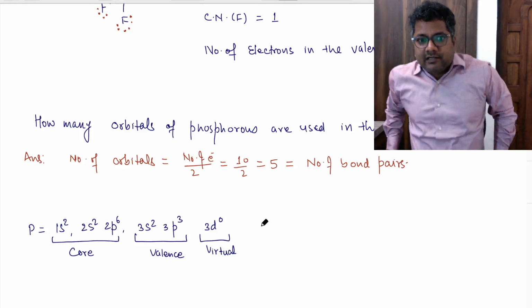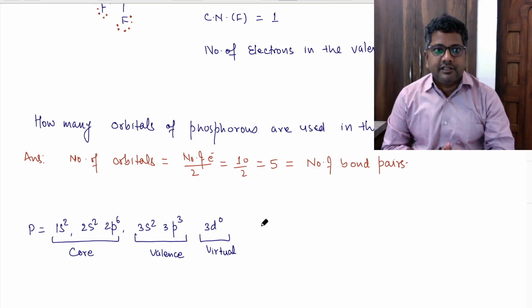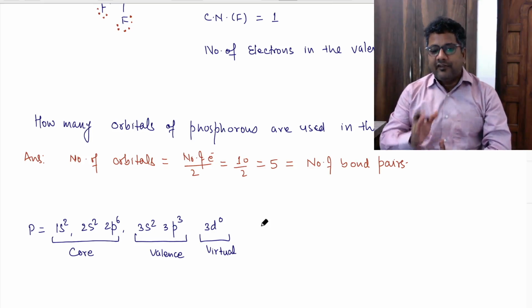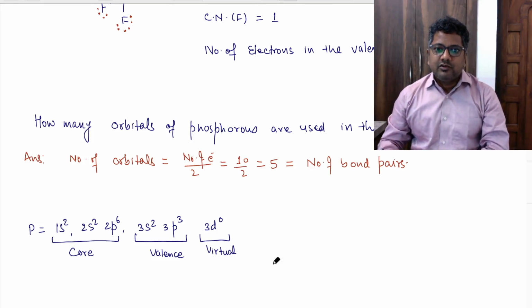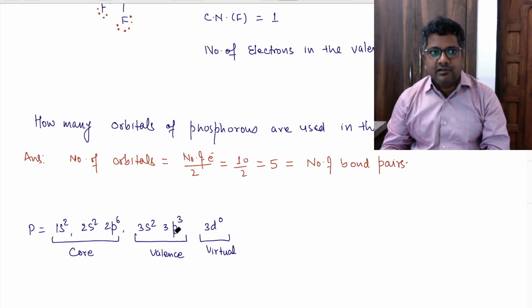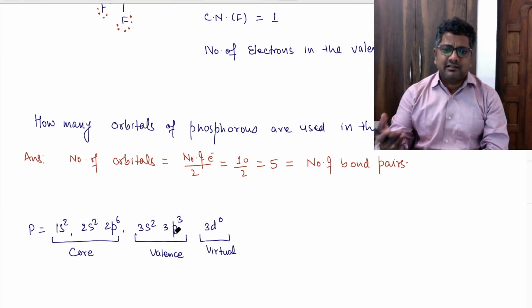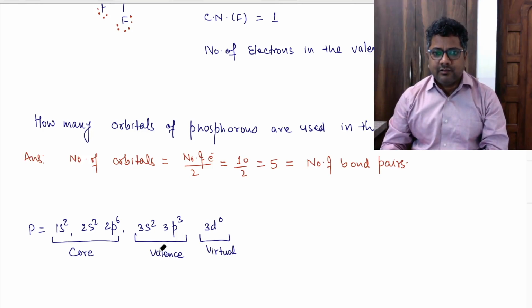So any atom can have 3 sets of orbitals. Core orbitals, they do not participate in the bonding. Valence orbitals and virtual orbitals. Valence orbitals means valence shell orbitals that have some electrons, or are less than complete. That is a different issue. But if there are some electrons, then you should count that in the valence orbital.